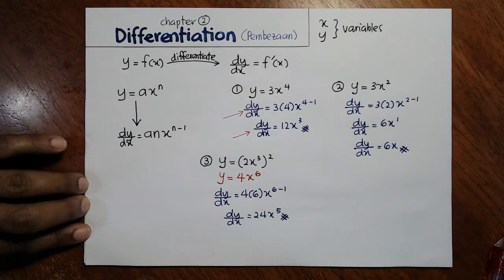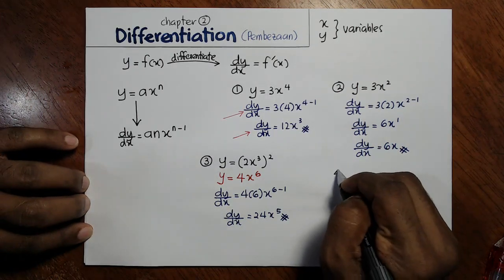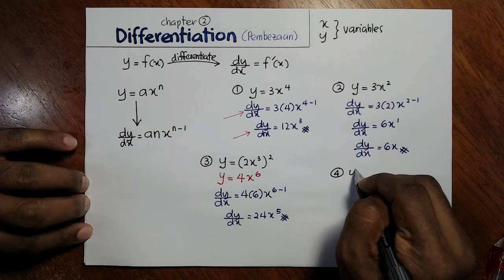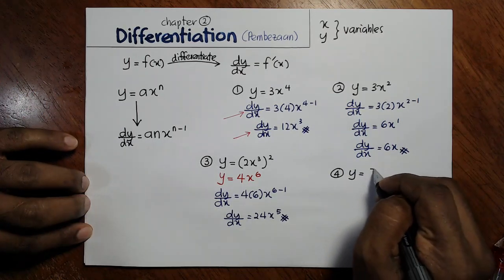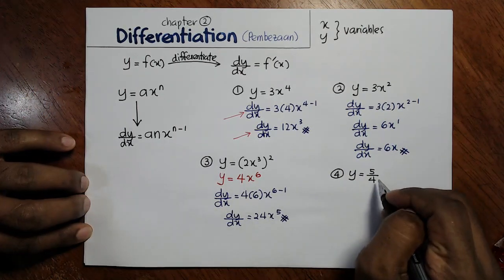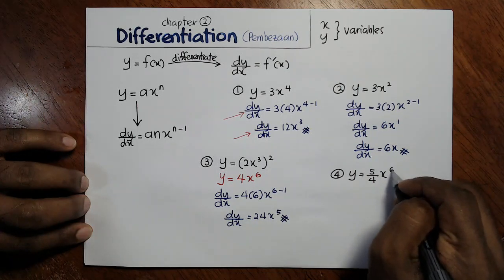So how about when you have something like, let's say, number 4: y equals 5 over 4x to the power of 6.